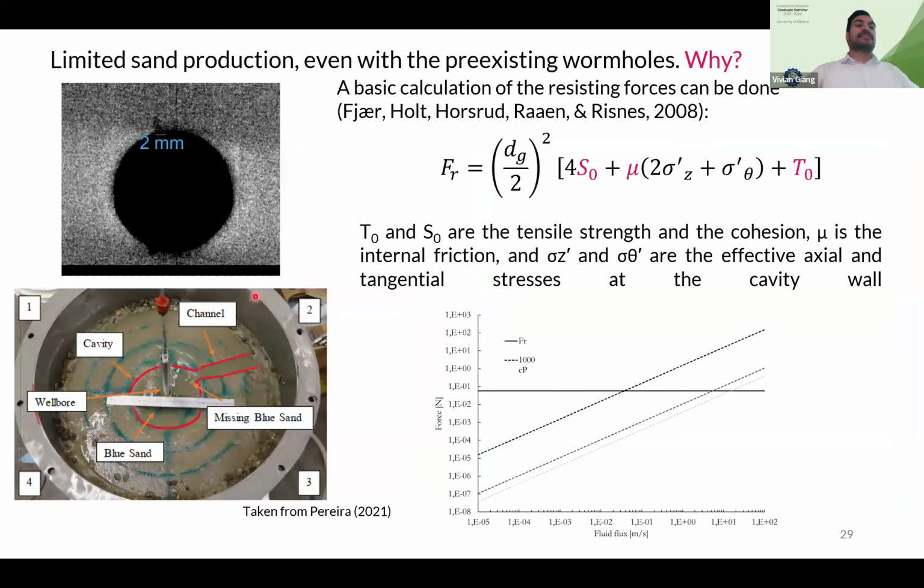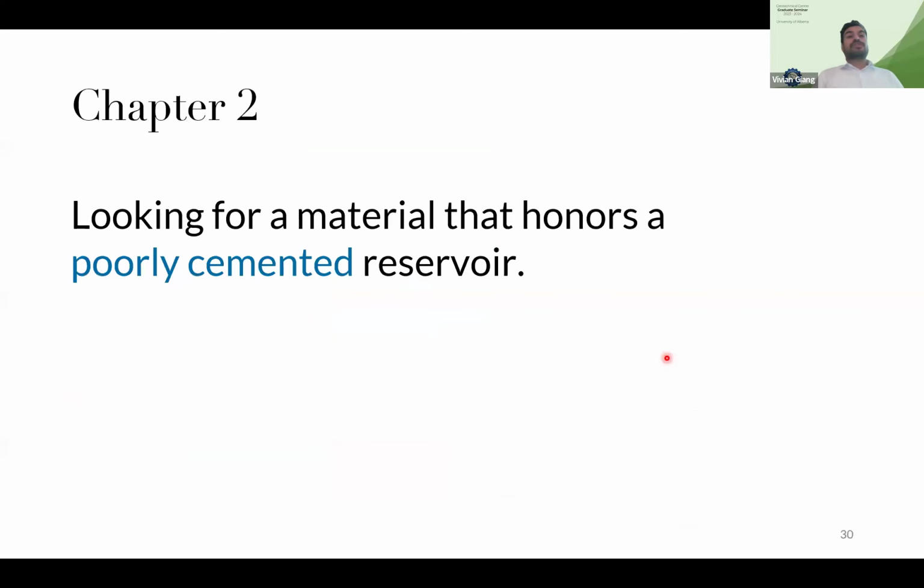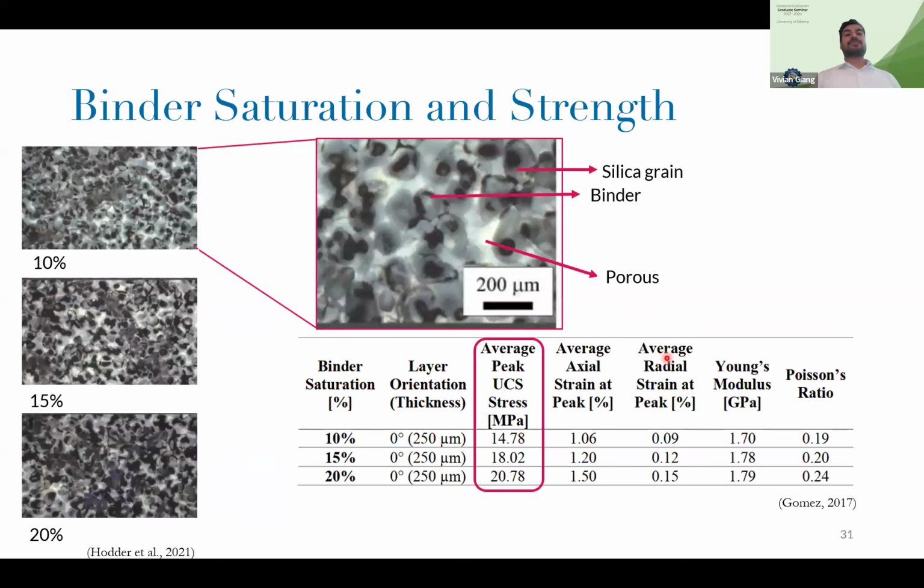You can see this setup doesn't have those horizontal stresses, and they found a cavity. So why? Mainly, if you try to understand it that way, what you are going to face is the difference between the resistance of the material against the dragging forces. And so the conclusion is simple: maybe our material was too tough for that. So let's try to replicate a poorly cemented reservoir.